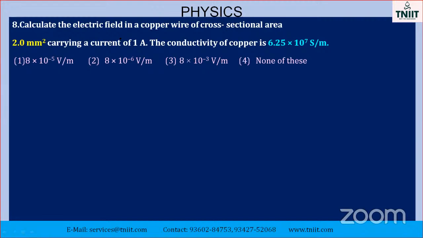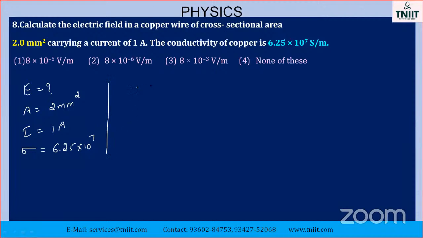Look at this problem. The electric field is given. You have to calculate the electric field in the copper wire having an area of 2 millimeter square, that is carrying a current of 1 ampere. The conductivity sigma is 6.25 into 10 power 7.